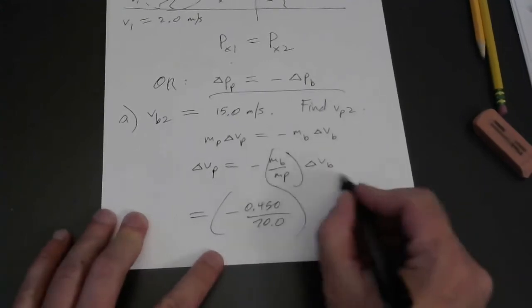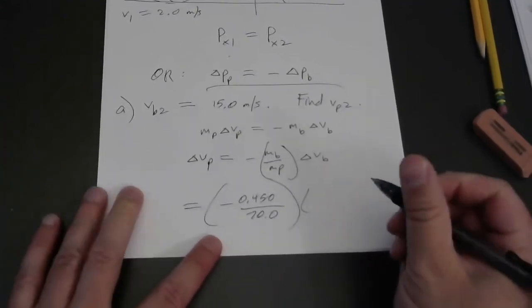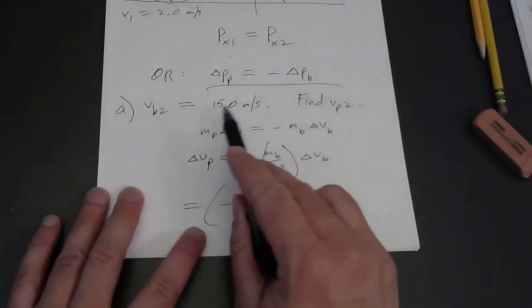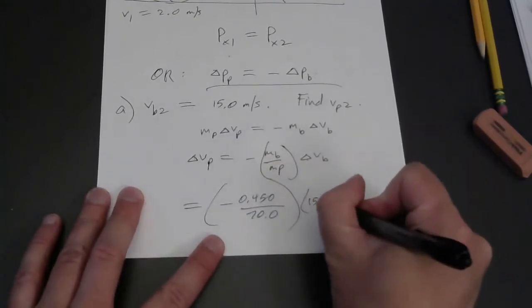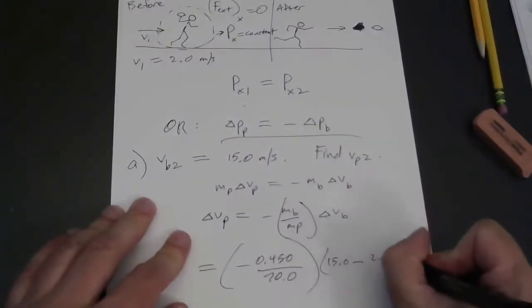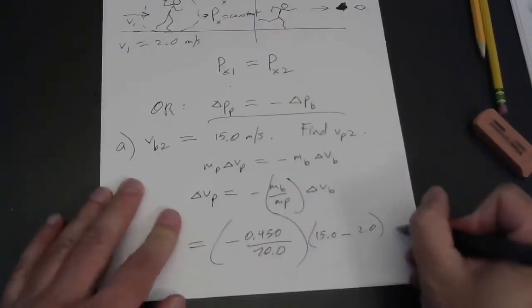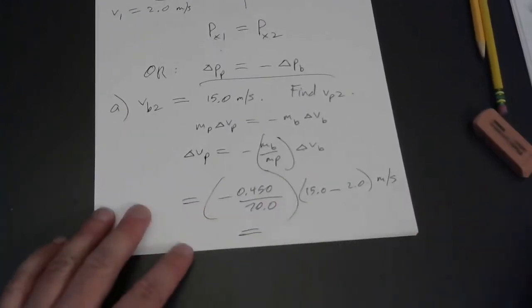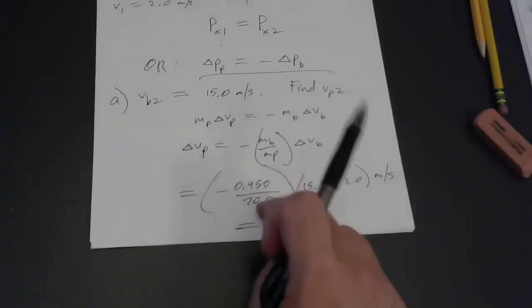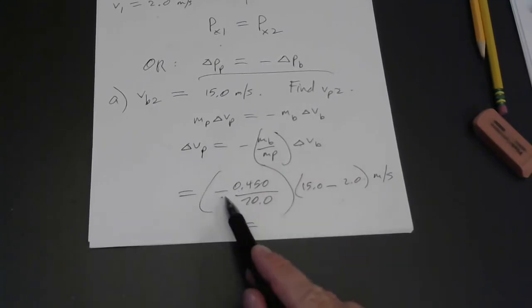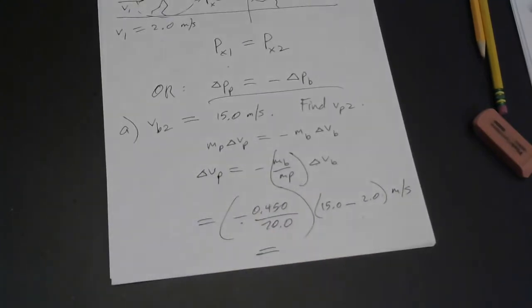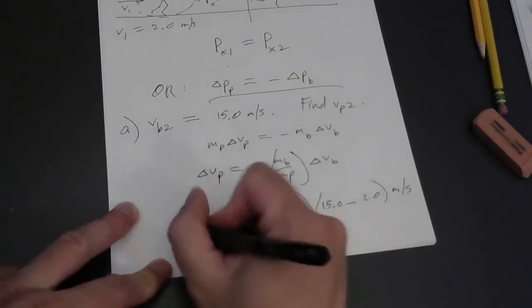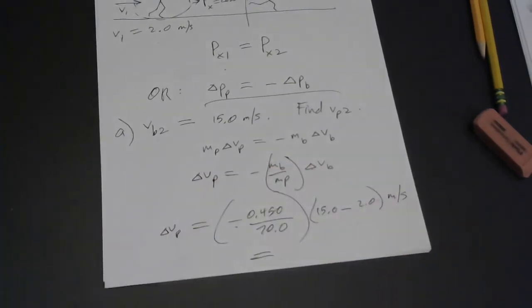Okay, the change in velocity for the ball, let's be careful with signs. Well, we're told that afterwards it's going 15, so that's the final velocity. And the initial was the shared 2 meters per second. Okay, so 13 is the change, plus 13. We take this fraction of 13. The minus sign is telling us that the velocity is decreasing for the player. That makes sense.